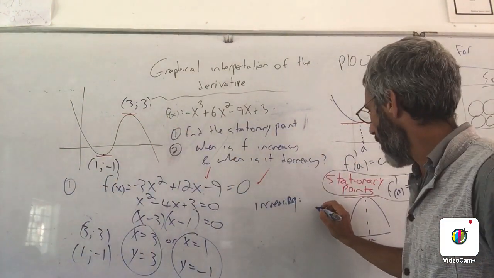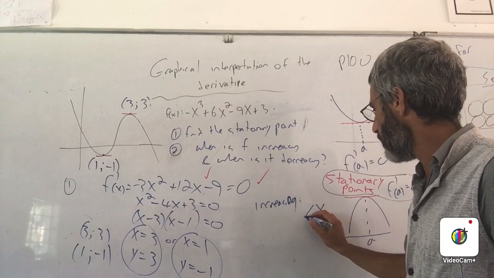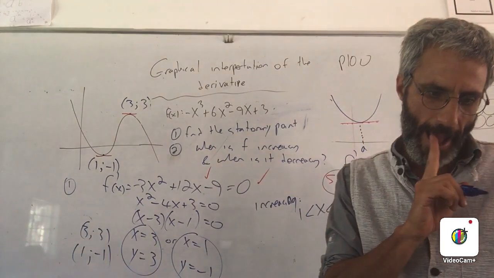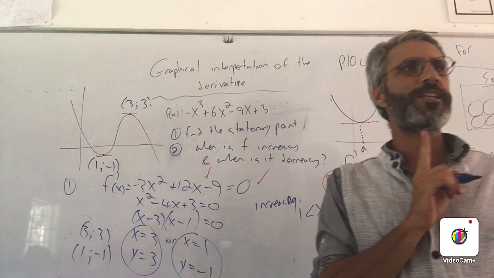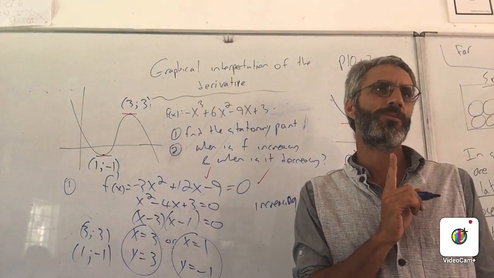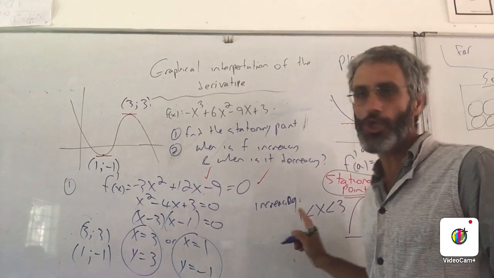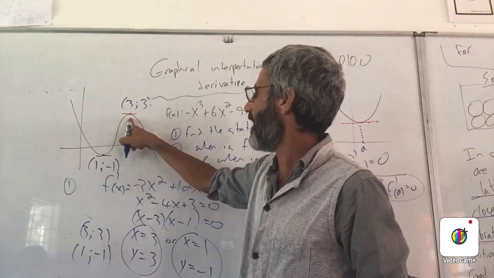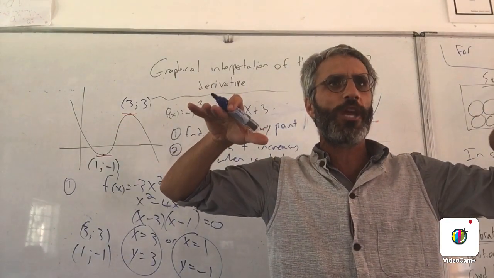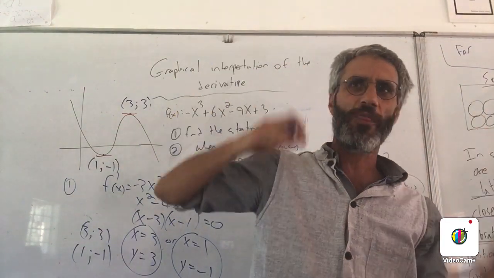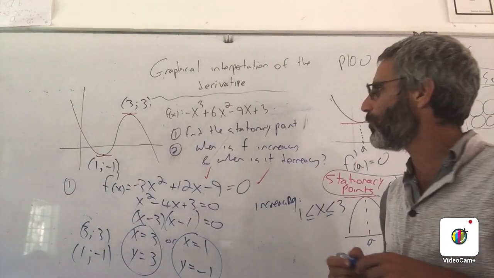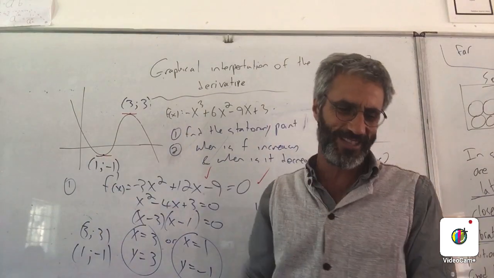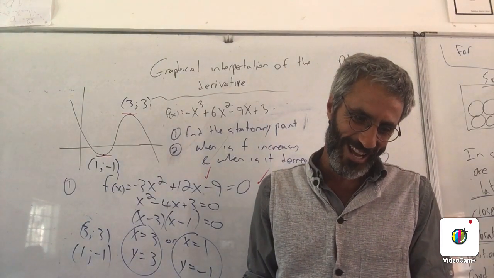So how do we write it? x larger than 1 and smaller than 3. And, okay, who said excluding? I agree with you. It should be larger than 1, smaller than 3, because at 1 and at 3, it's like horizontal. It's not changing. But it goes back to what they said before. They want us to include it. I'm not happy with that.